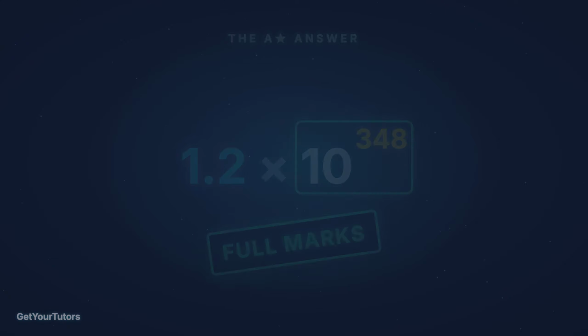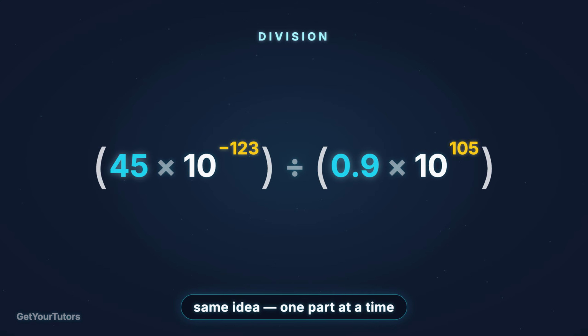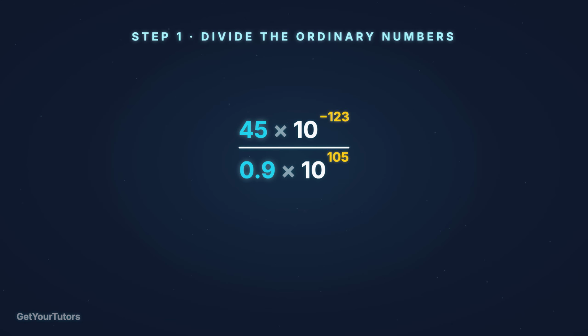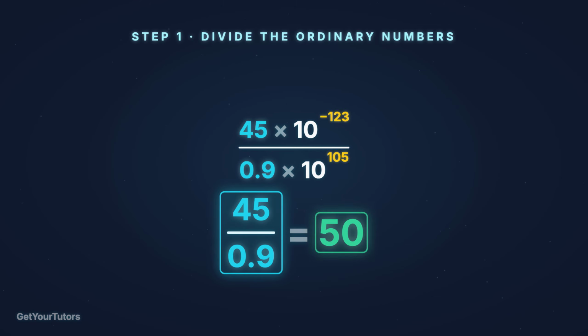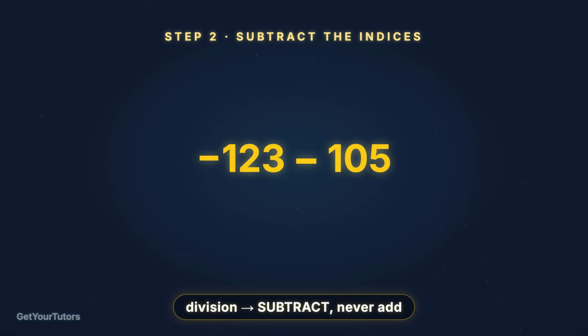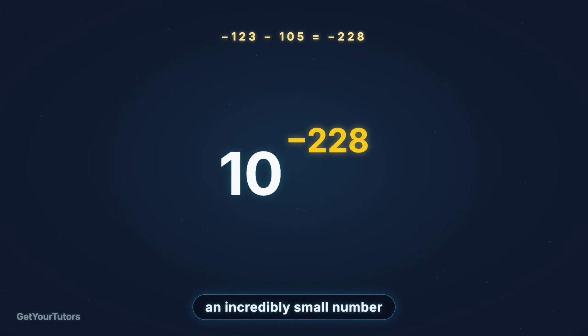Perfect marks. 45 times 10 to the negative 123, divided by 0.9 times 10 to the positive 105. Write it as a giant fraction. First, divide 45 by 0.9. This simplifies perfectly to the ordinary number 50. Next, divide the powers of 10. We must strictly subtract the indices. Negative 123 minus 105. This creates an incredibly small negative index, 10 to the power of negative 228.